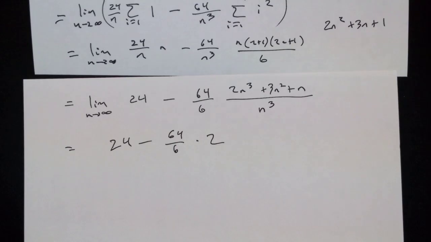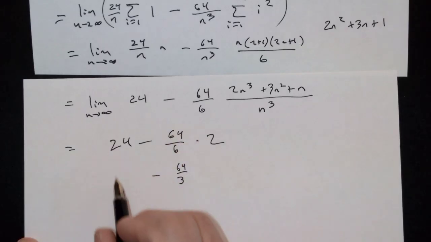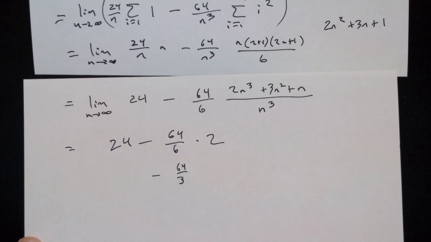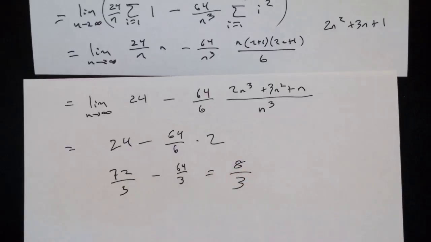Which makes my life a lot easier, because that's a number. I found the area. I'm done. What is this number? I don't know. This is going to give me 64 over 3. 24 multiplied by 3 over 3, I get 72 over 3. So I get 8 over 3. This is the long, ugly way to do this.